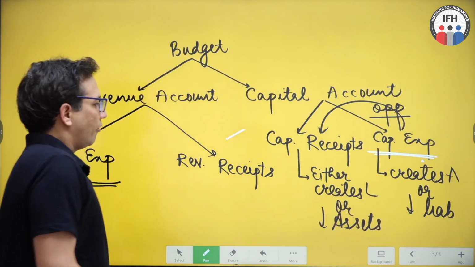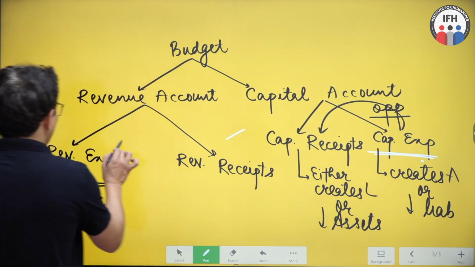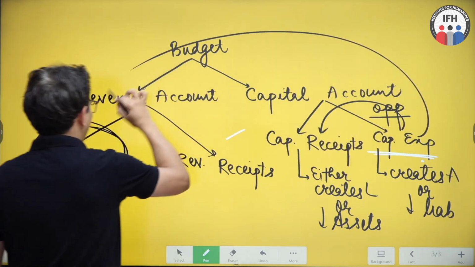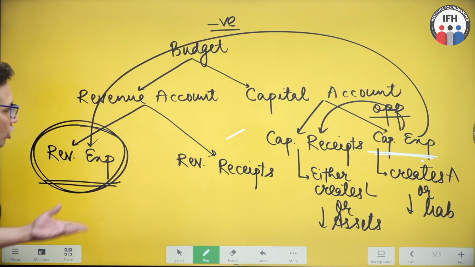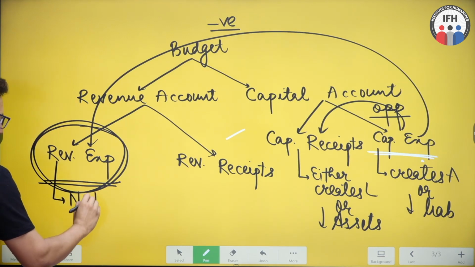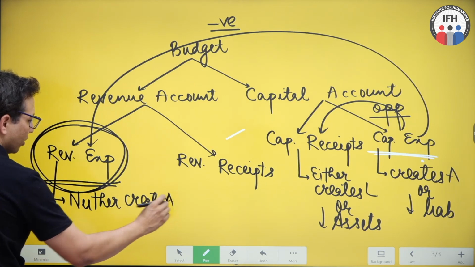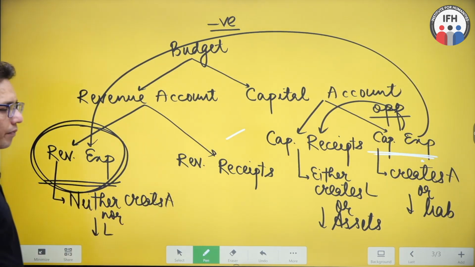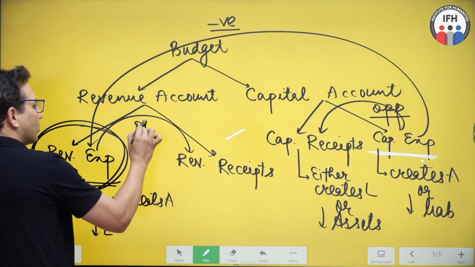Okay? Which either creates liabilities or which reduces the assets. Now, this revenue expenditure is a negative of capital expenditure. It is negative of capital expenditure. So what is revenue expenditure? Which neither creates assets nor reduces the liabilities. And what is revenue receipt? It is totally opposite of this.